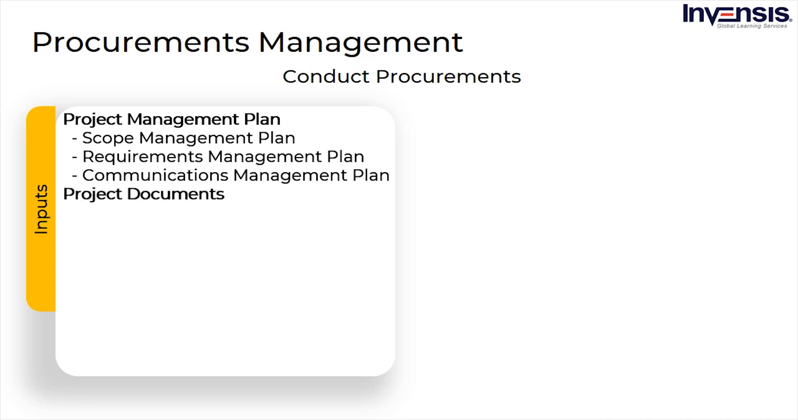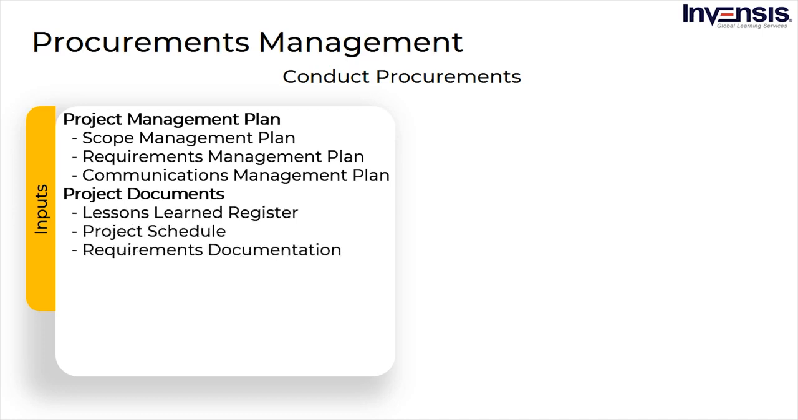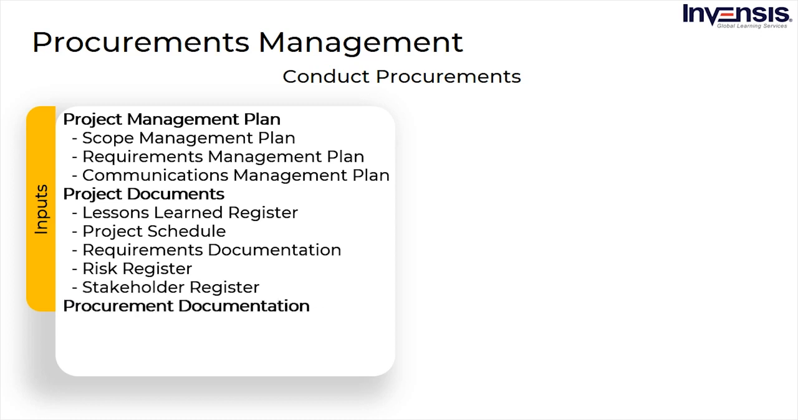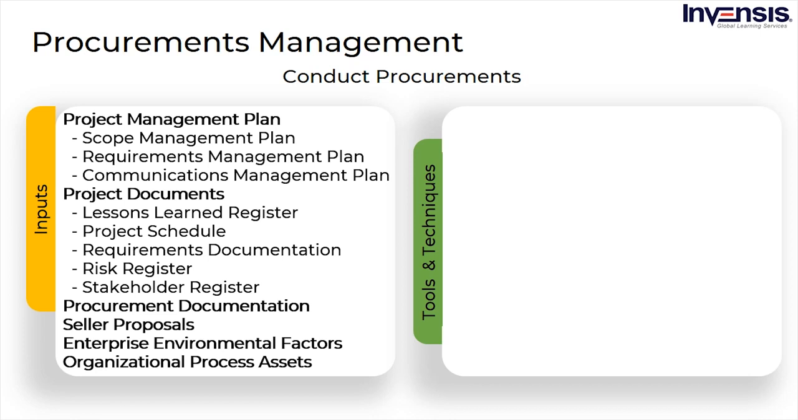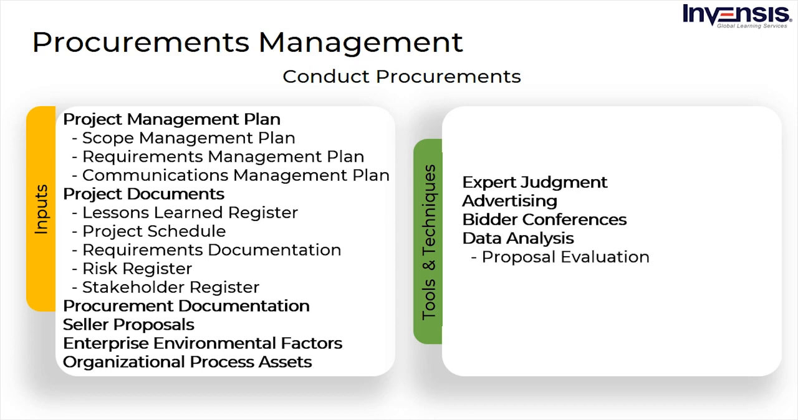Then we have project documents that include lessons learned register, project schedule, requirements documentation, risk register, and stakeholder register. Next, we have procurement documentation, seller proposals, enterprise environmental factors followed by organizational process assets. Next, coming to the tools and techniques, we have expert judgment, advertising, bidder conferences, data analysis that includes proposal evaluation, and interpersonal and team skills that include negotiation.